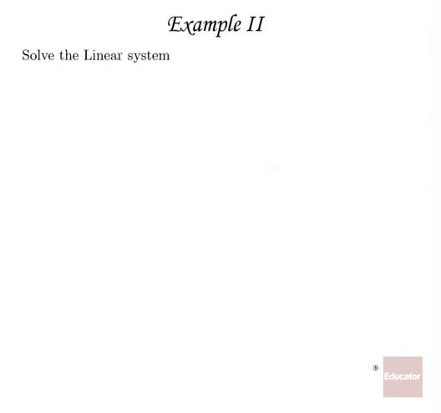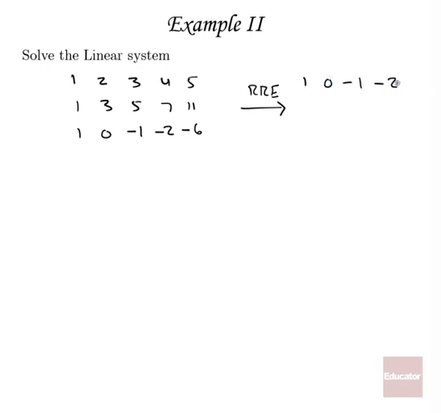Okay. Let's do another one. We'll do 1, 2, 3, 4, 5, 1, 3, 5, 7, 11, 1, 0, -1, -2, -6. Put it through our mathematical software, we get a reduced row echelon of 1, 0, -1, -2, 0. We get 0, 1, 2, 3, 0. And then we get 0, 0, 0, 0, and 1.